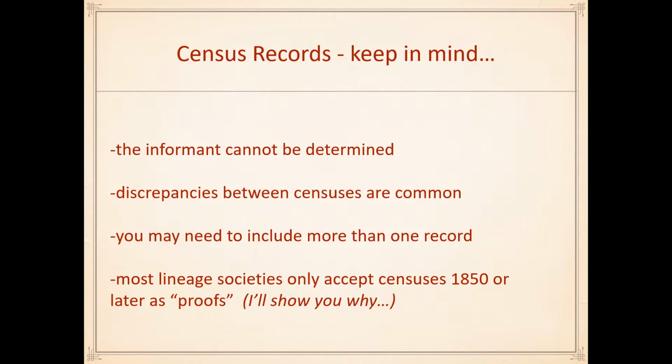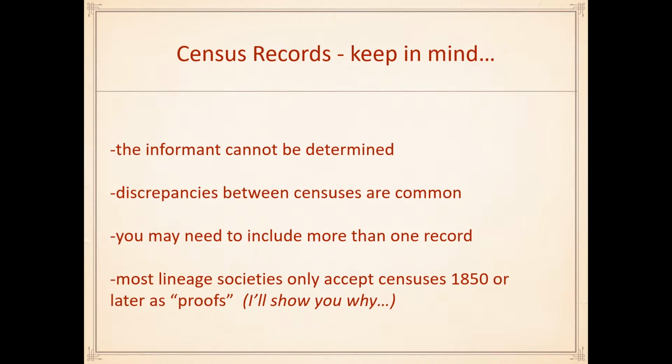And that's important to keep in mind because it leads us to the second point, which is that discrepancies between census records are common. So for example, John Smith's birthplace could be listed in one census record as Kentucky. In the next census record, it could be listed as Tennessee. And it's possible that two different people answered that question, one in the first census, one in the second. You may need to include more than one record for an individual, because census records included various pieces of information, but not the same information, and questions may have been worded differently from one census to the other.